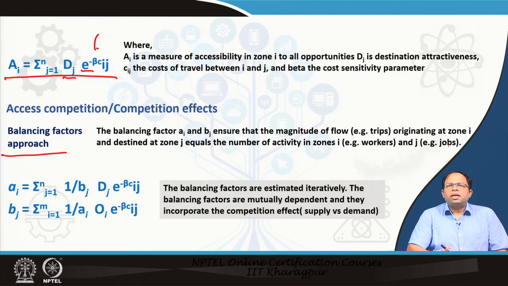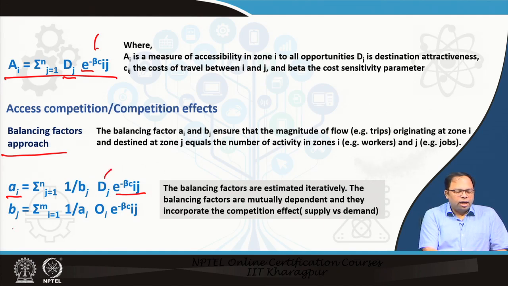We will do this kind of balancing when we do trip distribution. At the same time, you can see that we introduce two factors, Ai and Bj, where Ai is equal to 1 by the sum of Bj into Dj into the impedance function, and Dj is the destination attractiveness, whereas Bj is equal to 1 by the sum of Ai, which is the reverse of the previous equation, and we have Oi, which is the total number of origins, and then again the impedance function.